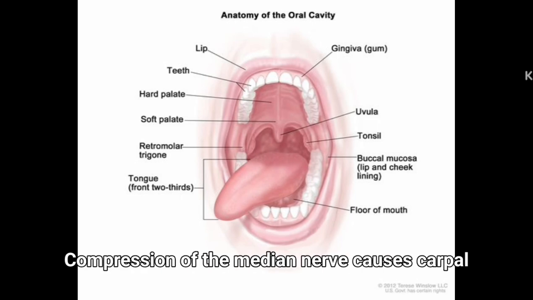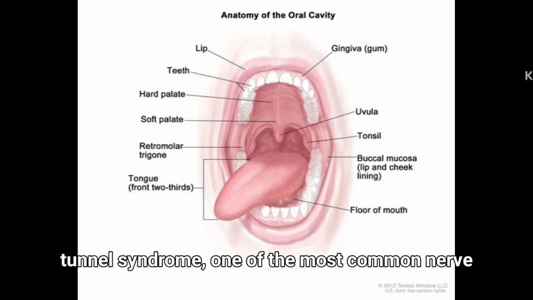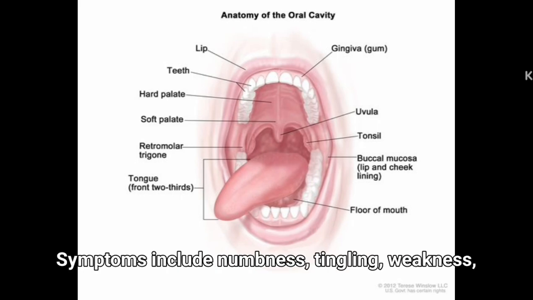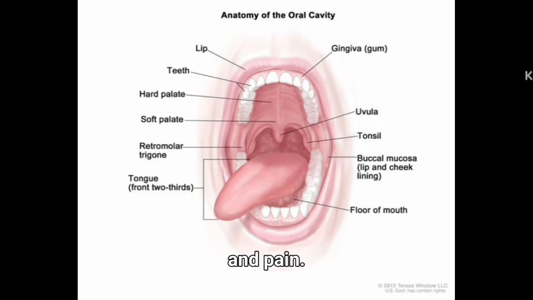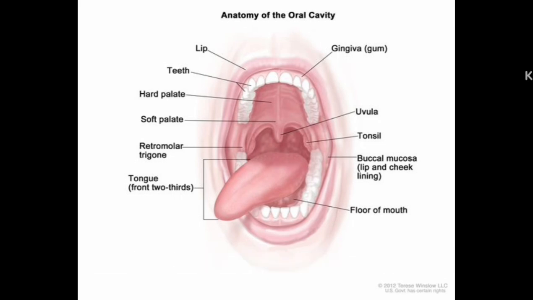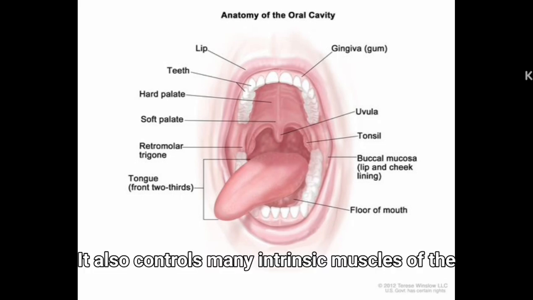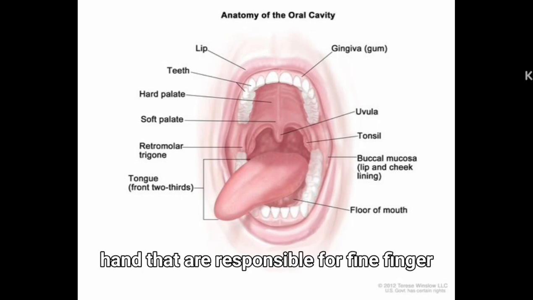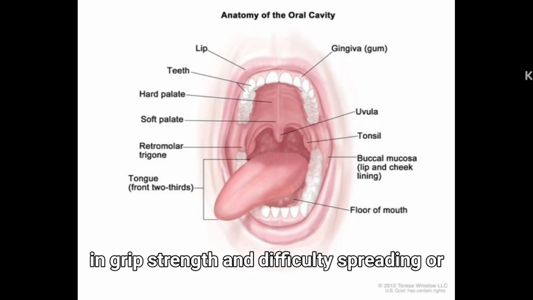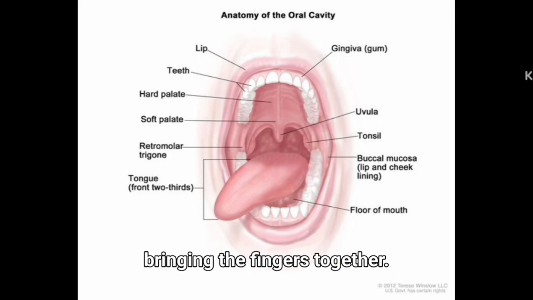Compression of the median nerve causes carpal tunnel syndrome, one of the most common nerve disorders affecting the hand. Symptoms include numbness, tingling, weakness, and pain. The ulnar nerve supplies the little finger and half of the ring finger. It also controls many intrinsic muscles of the hand that are responsible for fine finger movements. Injury to the ulnar nerve may cause weakness in grip strength and difficulty spreading or bringing the fingers together.